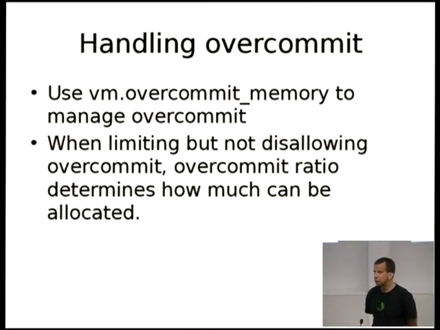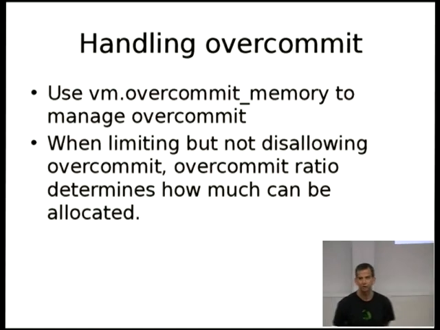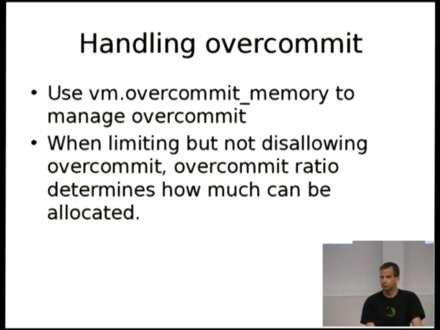Now, if you want to do overcommitting of memory up to a certain limit, there's the overcommit ratio, which is an interesting parameter. You can give it a percentage that relates to the total amount of memory that's available in RAM and in swap. So if, for example, on this system I have 1 gigabyte of RAM and 2 gigabytes of swap, then an overcommit ratio of 200 would give me 6 gigabytes of swap.